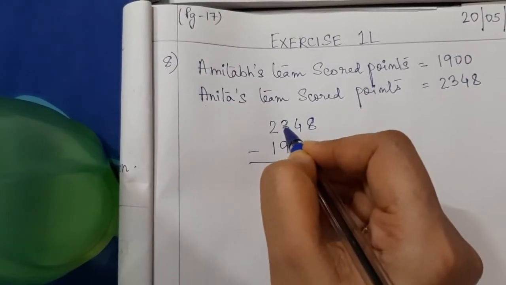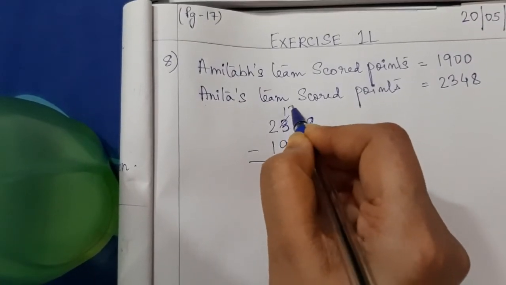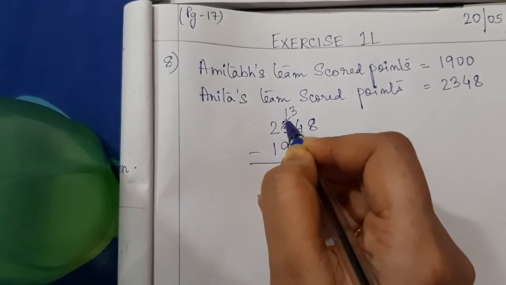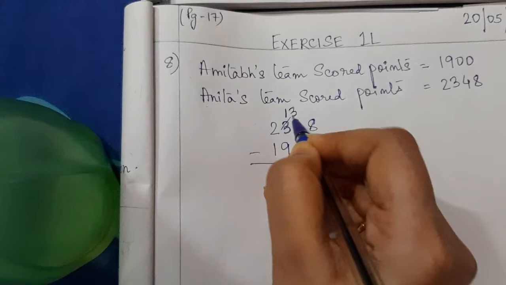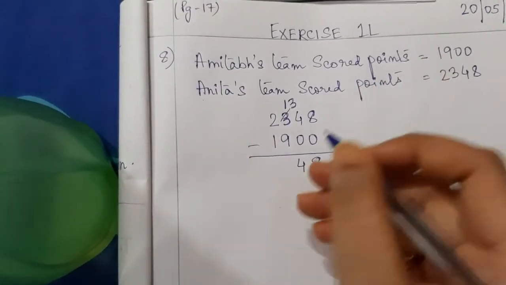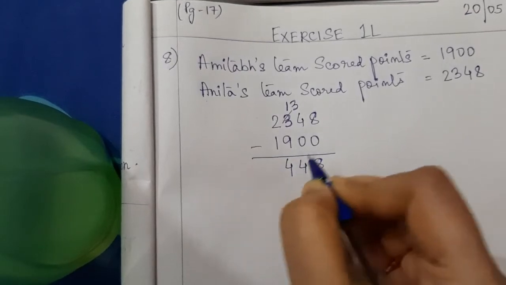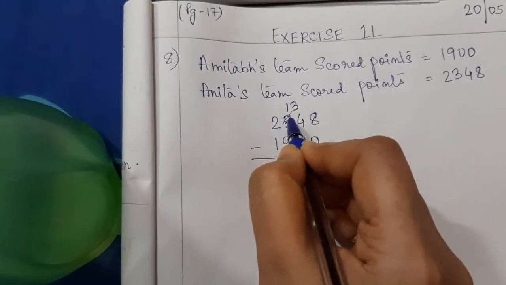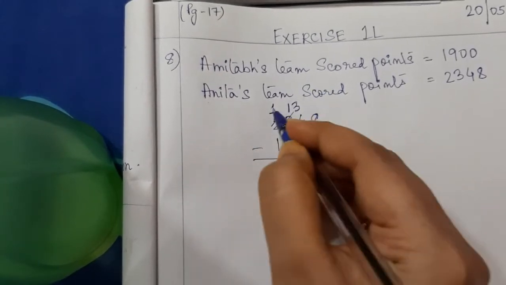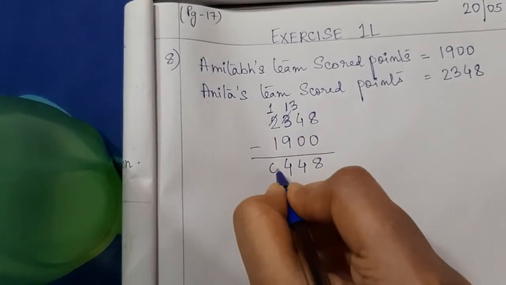We make this 3 into 13 because 3 is less than 9. Hmm, in the ones place we borrow 1 from the tens and make this 13. So 9, 10, 11, 12, 13. We get 4 as the answer. And since we borrowed 1 from 2, we are going to cut this and write 1 here. So 1 minus 1 becomes 0.